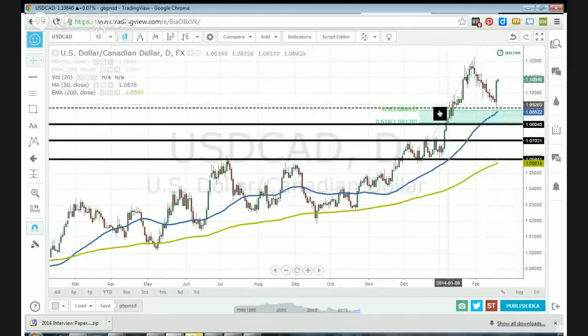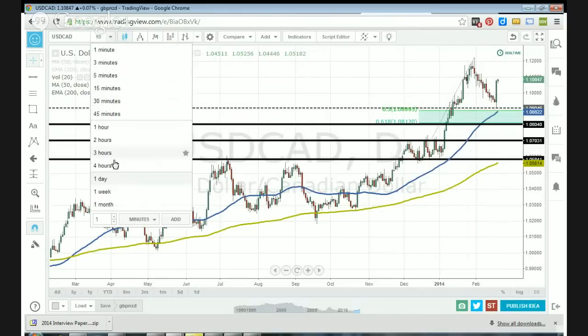But we're coming up on a minor support level, plus the 50% Fibonacci retracement from this swing low, plus the 50 simple moving average. So you have a lot of confluence right here, right at 109, basically. But I guess that's what everyone was looking at, and they sort of jumped the gun on it.